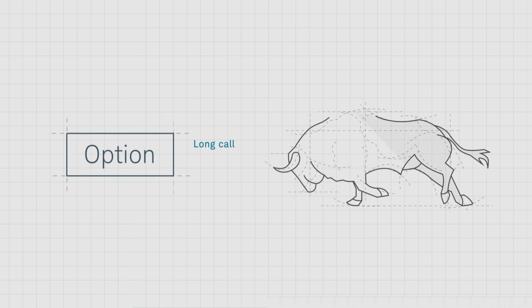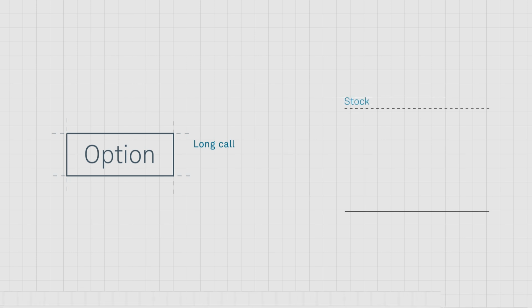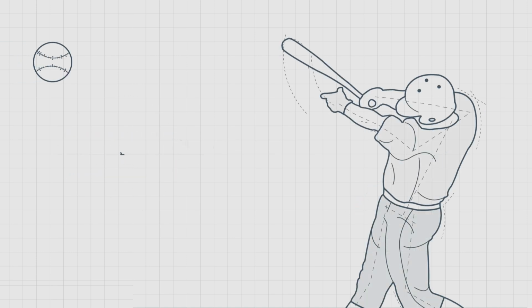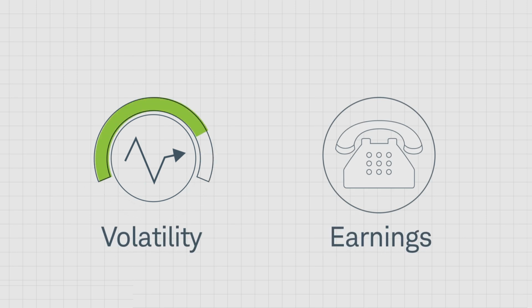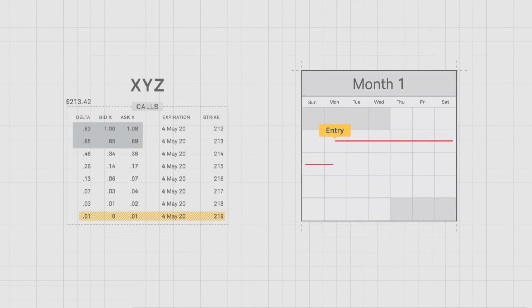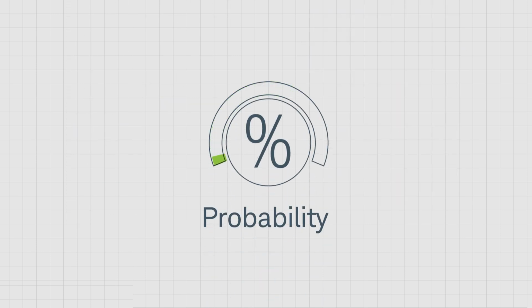Remember, a long call is a speculative bullish trade where you buy a call option expecting the underlying price to go up a lot and to do it quickly. Some people try to win big by trading long calls around high volatility events like earnings, or by choosing far out of the money or short-dated contracts with a low probability of success.